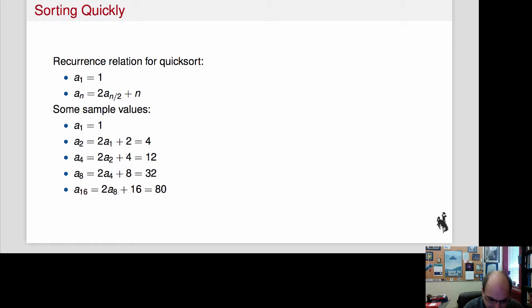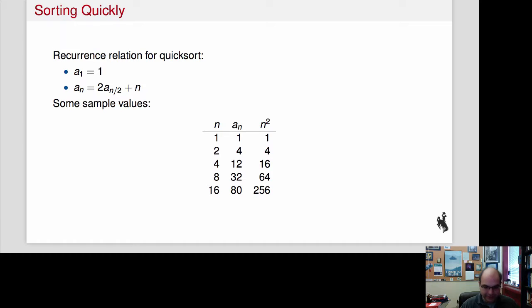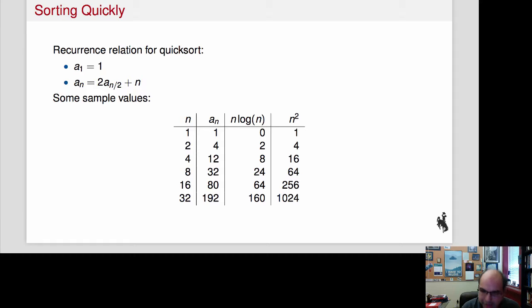So how about A sub 4? Okay, so that's 2 times A sub 2 plus 4. That's 12. A sub 8, A sub 16, and so on. Here's a nice set of input values. So I have n, I have A sub n, then I have n squared. I think you can see that A sub n is growing faster than n. I mean, n got to 16, A sub n is already up to 80. That's 5 times bigger. But it's not growing as fast as n squared. So something that is between n and n squared.